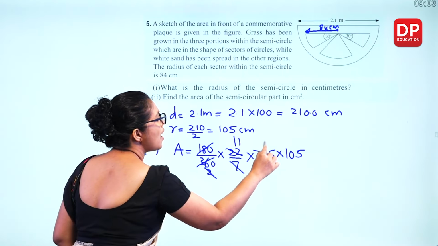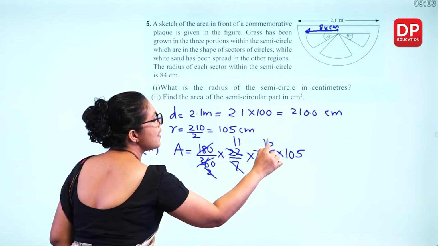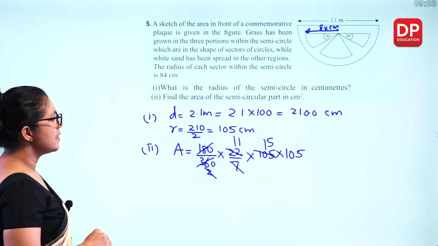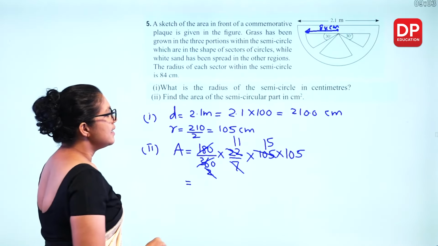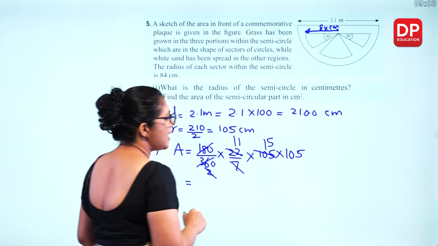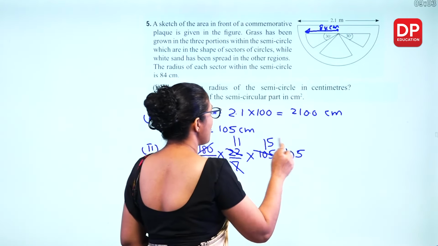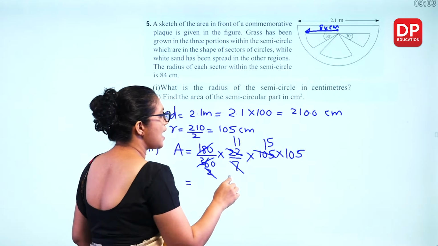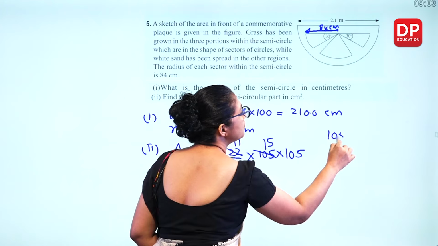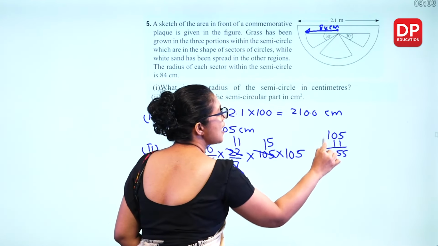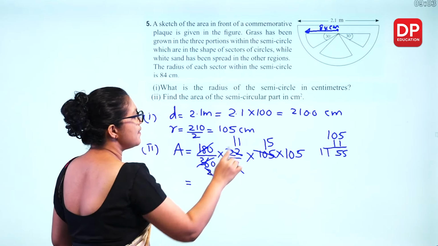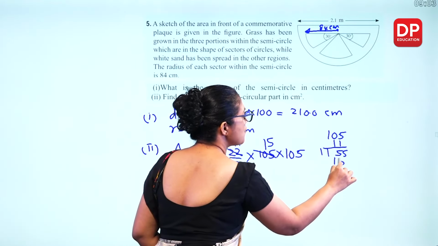7 times 1, 7, 35, that's 5. And here you need to multiply 11 times 15 and 105. So we'll first find 11 times 105. 11 times 5 is 55. 11 times 1 is 11. Then multiply this by 15.